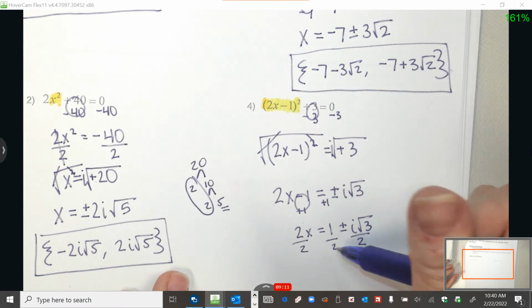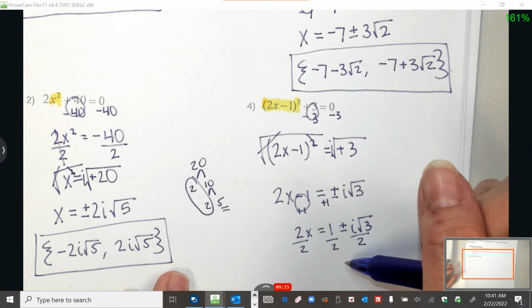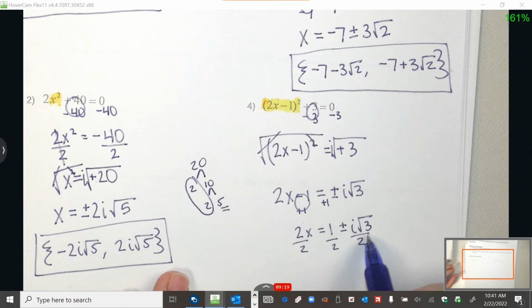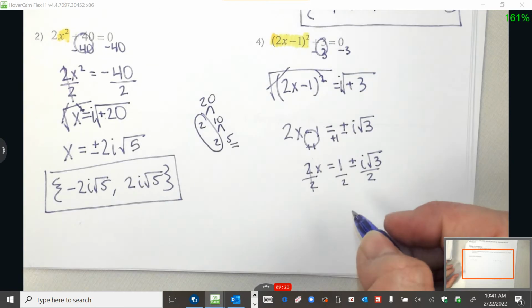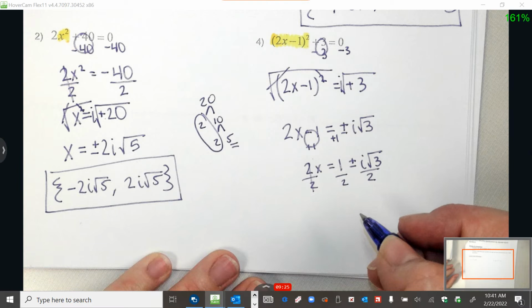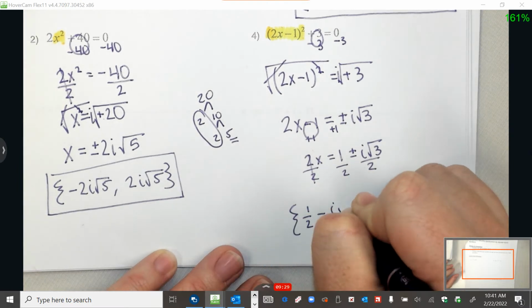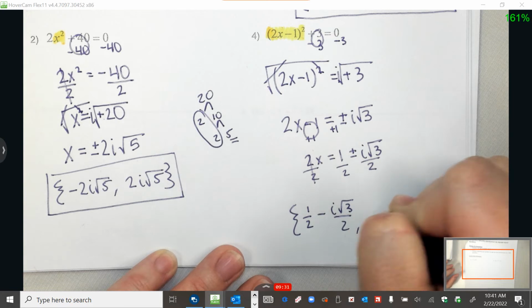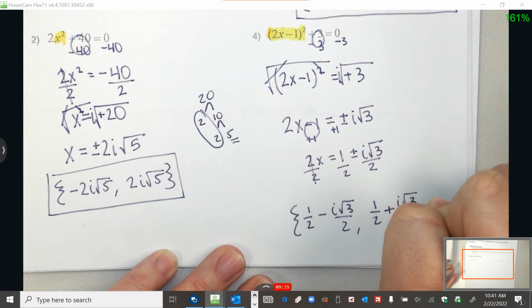Because what if 1 over 2 simplifies? Now it doesn't here. But if it was like 2 over 2, would it simplify? Yeah, so I always separate just in case these do simplify, which on this one they don't, but some of them on your practice do. So I'm left with 1 over 2 minus i root 3 over 2, 1 over 2 plus i root 3 over 2.